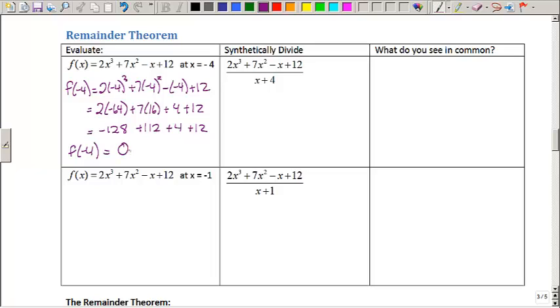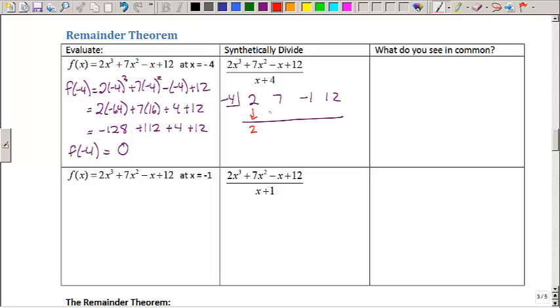Which doesn't seem that bad, although some of these numbers in here got a little large, especially if I didn't have a calculator on hand. Next, I want you to synthetically divide 2x cubed plus 7x squared minus x plus 12 divided by x plus 4. So inside my division bar, I'm going to put the opposite of +4, or -4, and then all of the coefficients of the numerator, or dividend.